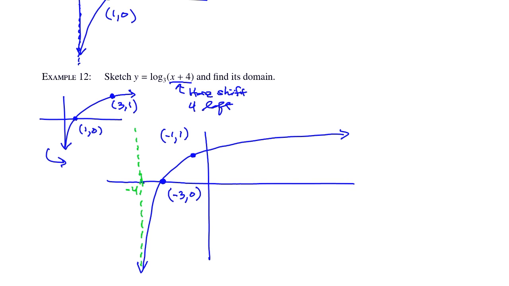The domain for this shifted graph is -4 to infinity, open at -4. You can tell where the domain should be because of where the vertical asymptote is.